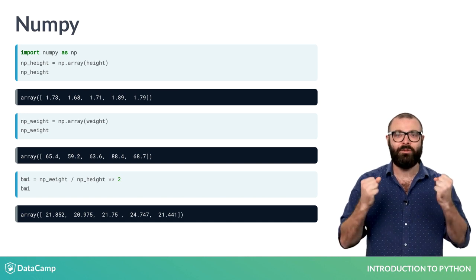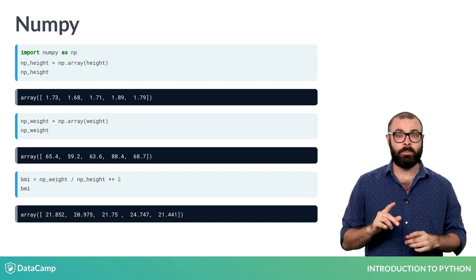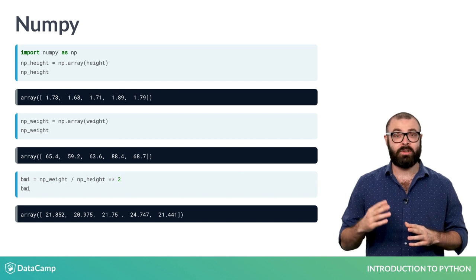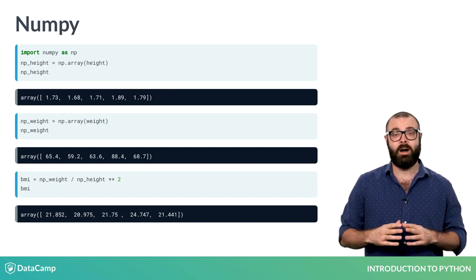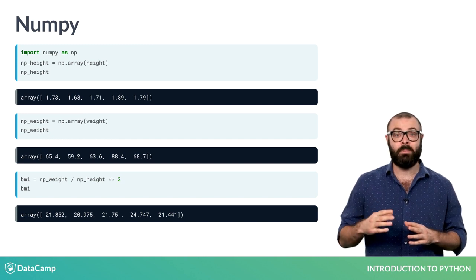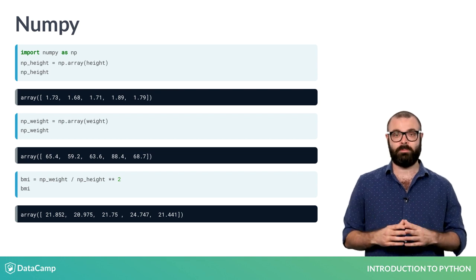This time it worked fine. The calculations were performed element-wise. The first person's BMI was calculated by dividing the first element in np_weight by the square of the first element in np_height. The second person's BMI was calculated with the second height and weight elements, and so on.